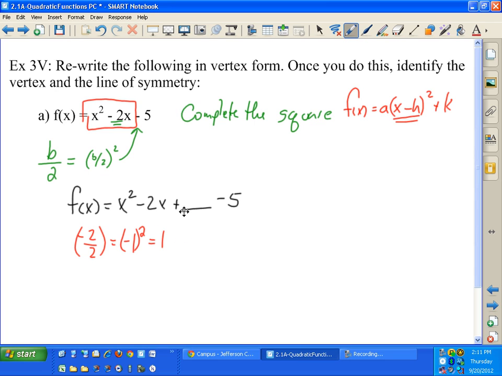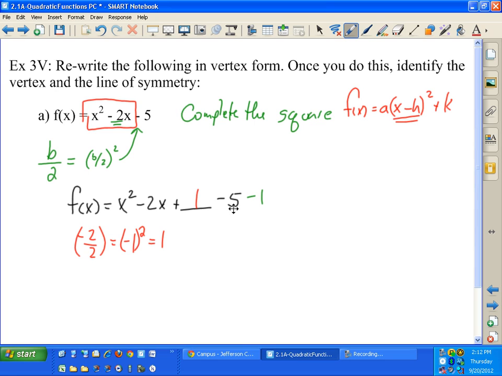Now by adding +1 to my function, I have changed the function, because now this last term is -4 instead of -5. So I have to keep this function in balance, and so whatever I add on, I also need to subtract away. So I'm adding 1 on, I'm going to subtract 1 to keep my equation in balance. That way I end up with still a -5 here at the back end.